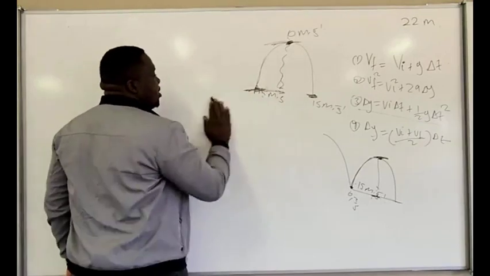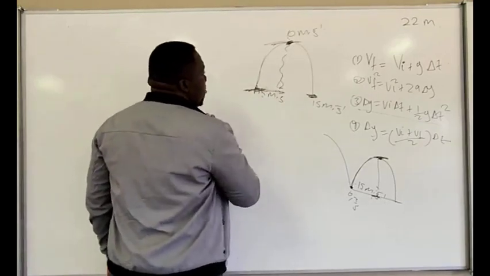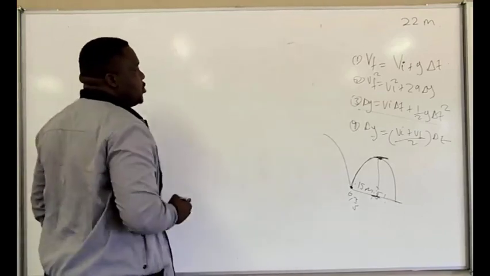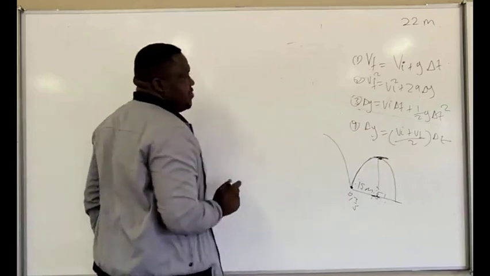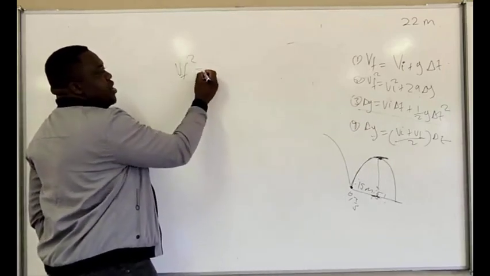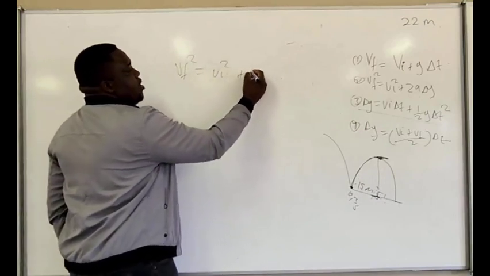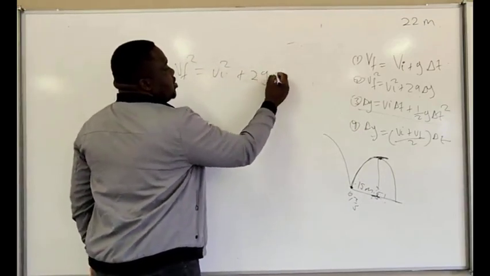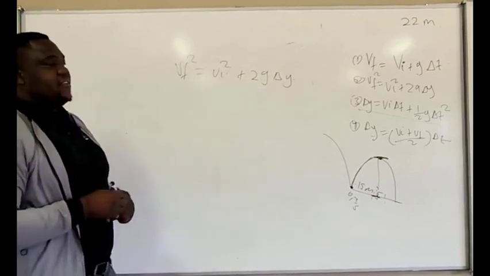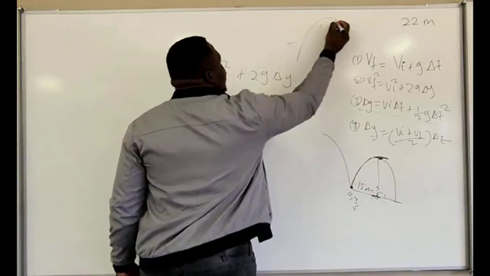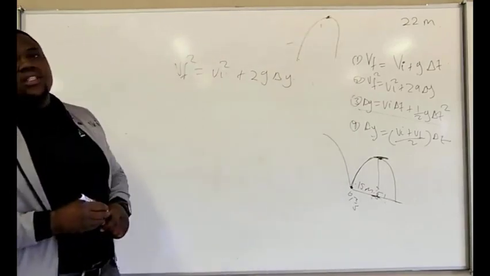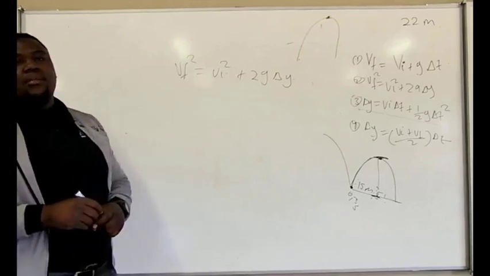So now let us answer the question. So we are going to use formula number 2. As I told you, with the final velocity and initial velocity we are trying to calculate the displacement. We're going to say Vf squared is equal to Vi squared plus 2g change in y. Final velocity. What is the final velocity? The object went up and reached its maximum height. At maximum height, what is the velocity?